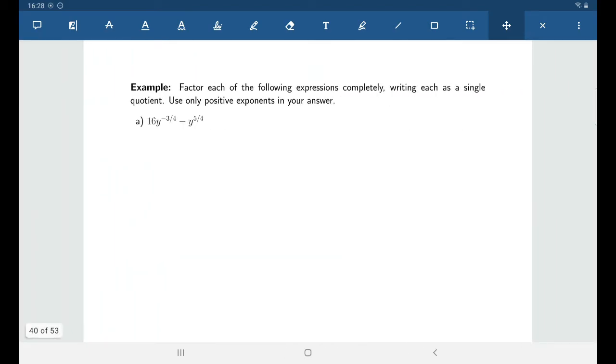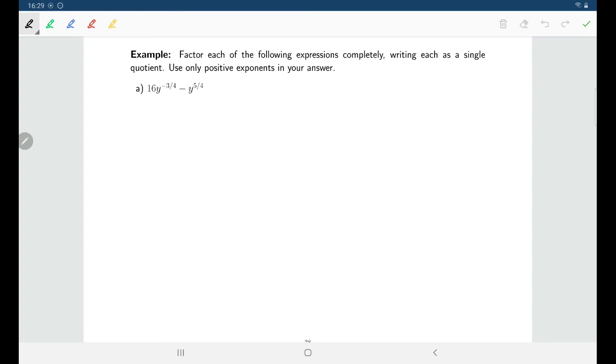All right, last thing for us to do is a little bit of factoring. And for these ones, these are maybe a little bit more complicated looking because they have fractional exponents. But don't freak out. In fact, they are much the same as how we would deal with any other sort of factoring.